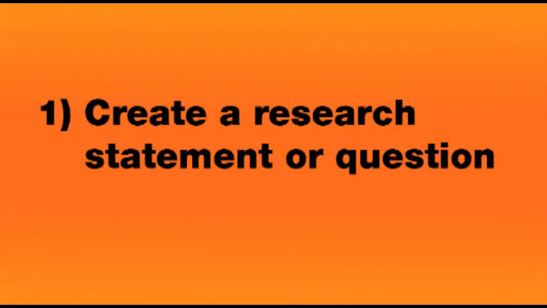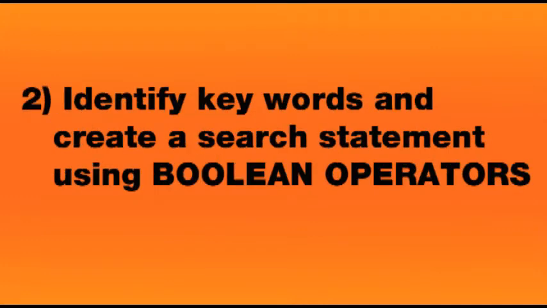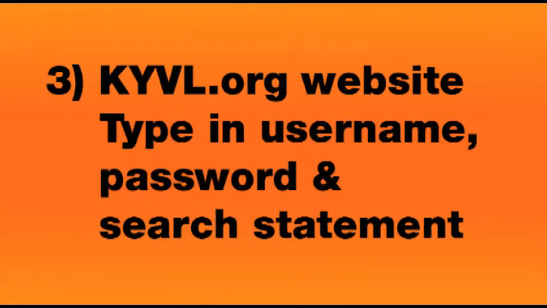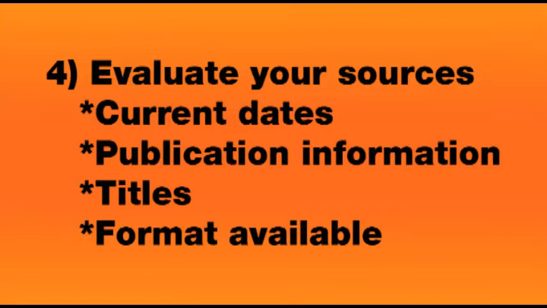Let's review what we have learned today about research. 1. Create a research statement or question. 2. From the research statement or question, identify keywords and create a search statement using Boolean operators. 3. Log on to the KYVL website and type in your username, password, and search statement. 4. To evaluate your sources, look for current dates, publication information, titles, and in what format the source is available, such as HTML or PDF.